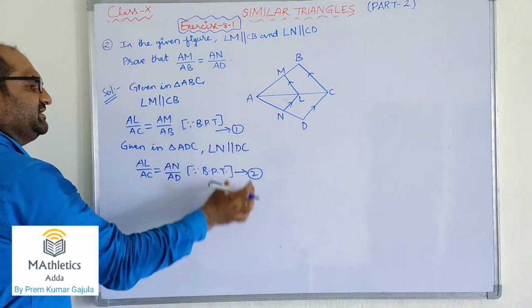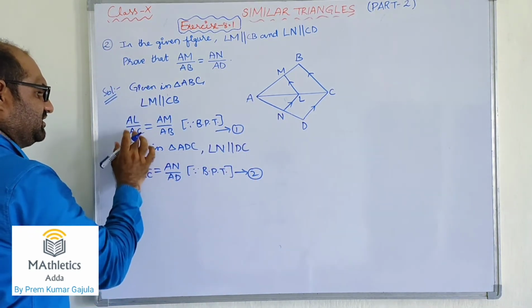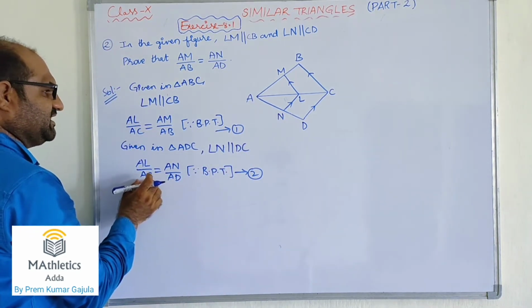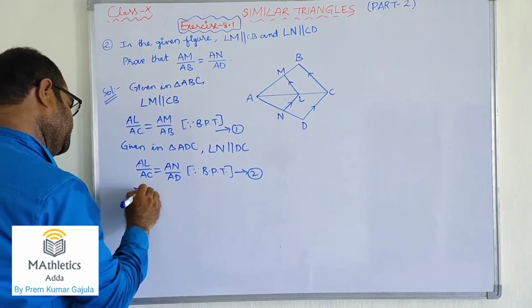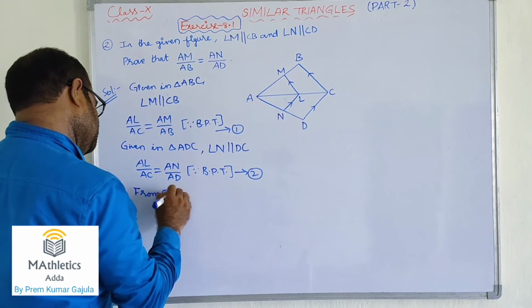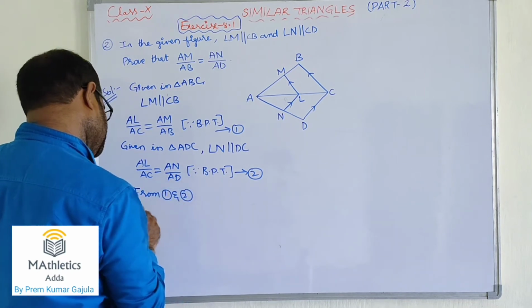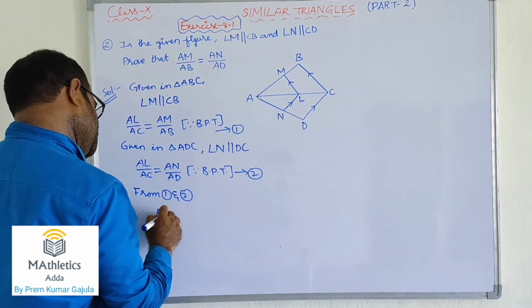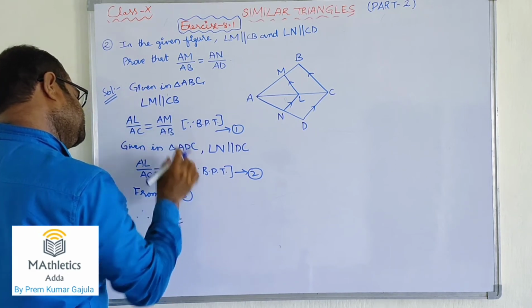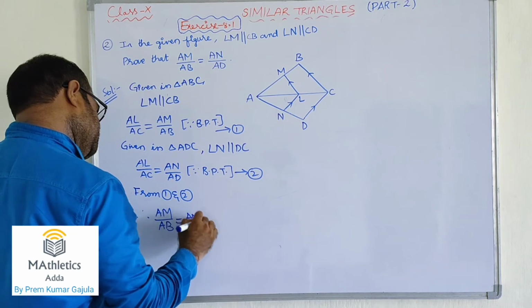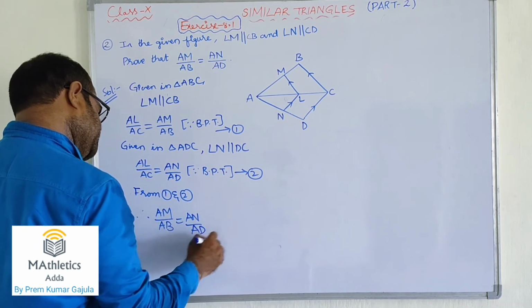So now from 1 and 2, if you observe, AL by AC and AL by AC are both the same, so we can equate the RHS. Therefore from 1 and 2, AM by AB is equal to AN by AD. Hence it is proved.